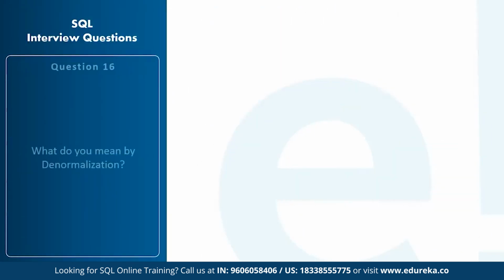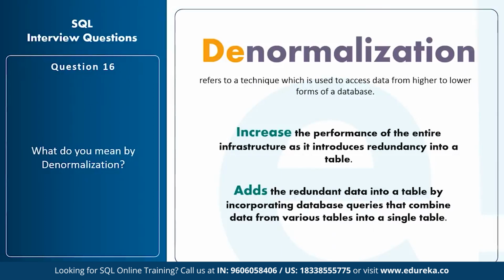Now moving forward to the next question, that is, what do you mean by denormalization? Denormalization refers to a technique which is used to access data from higher to lower forms of a database. It increases the performance of the entire infrastructure as it introduces redundancy into the table, and it adds redundant data into a table by incorporating database queries that combine data from various tables in a single table. So if you have to explain denormalization, you can say that it is a technique used to access data from higher to lower forms of a database, and it adds redundant data into the table by incorporating database queries that combine data from various tables.